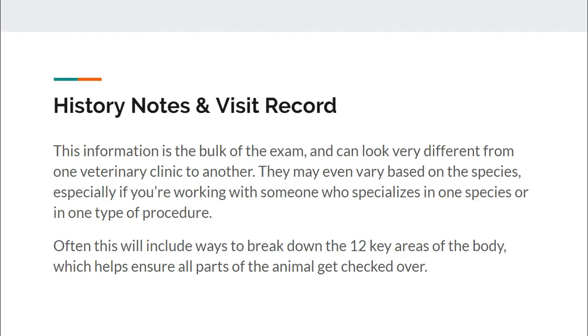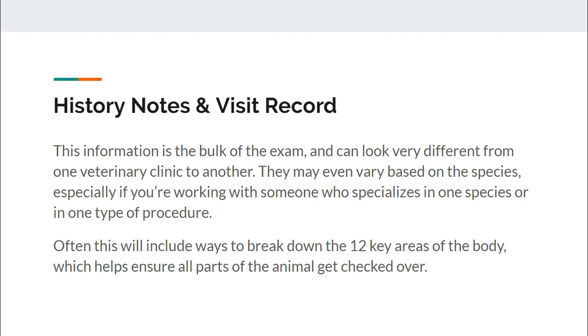In some cases, different clinics will even have different record charts based on the species. This is more common with vets who only work with a specific species, or they only do one kind of procedure, like a vet who specializes in dental work or chiropractor, etc.